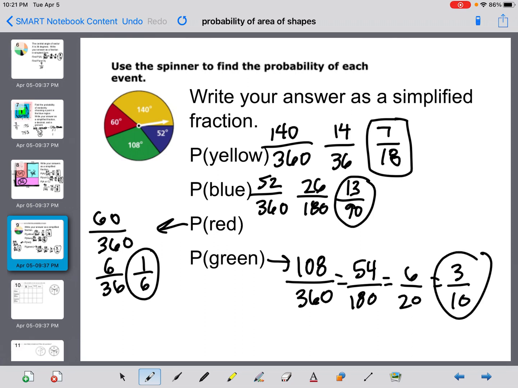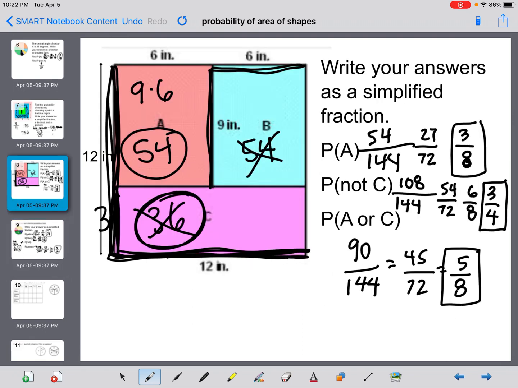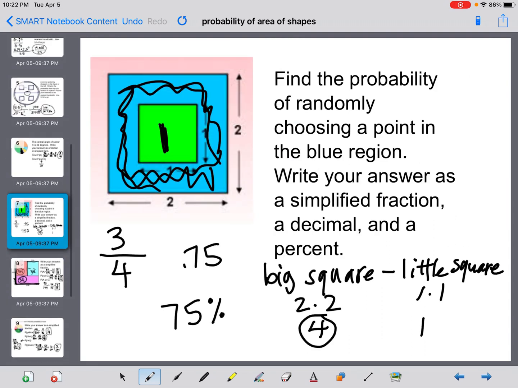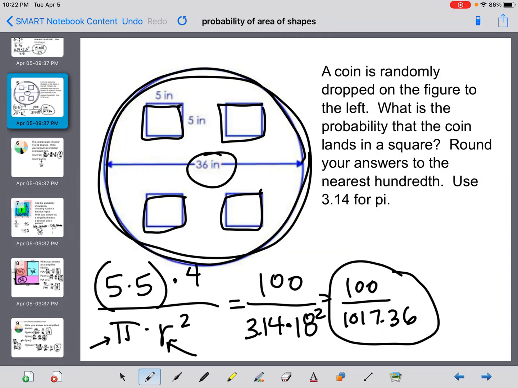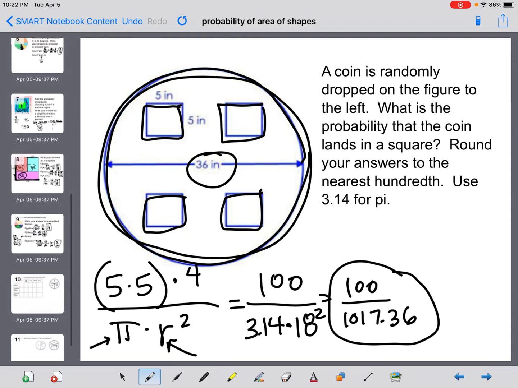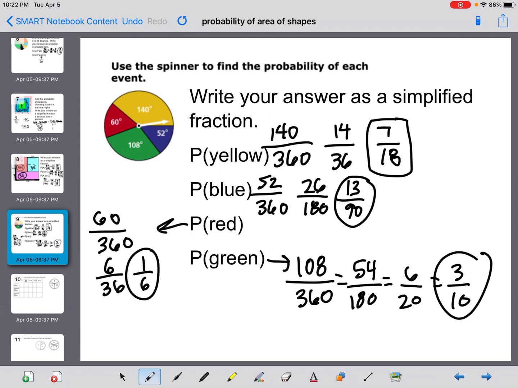How'd you do? Okay, so basically on the worksheet, you're going to do very similar things. Some of them are a little easier like this one. Some of them involve more calculating, like area of a square, rectangle. This one had area of a circle, pi r squared. So keep that in mind. Do your best. Talk to you later.